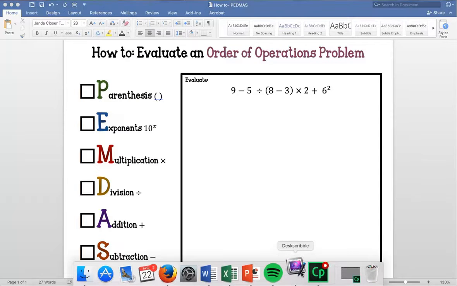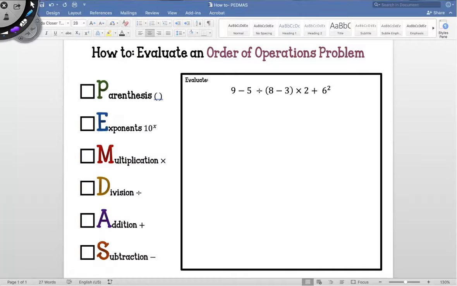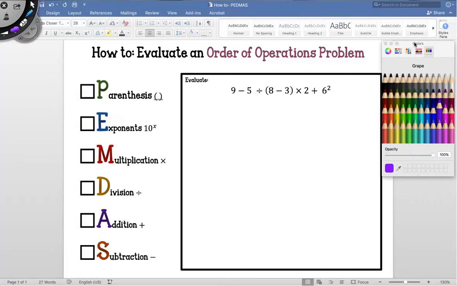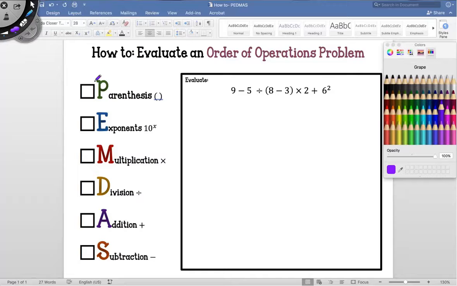Alright guys, today we're going to learn how to evaluate an order of operations problem. Pretty simple as long as you remember the steps on how to do it and what order they go in. There's a couple different ways that you can remember it. A lot of people just remember the acronym for each thing that you have to do, which is PEMDAS. So you can remember it that way, or you can remember it as please excuse my dear Aunt Sally.